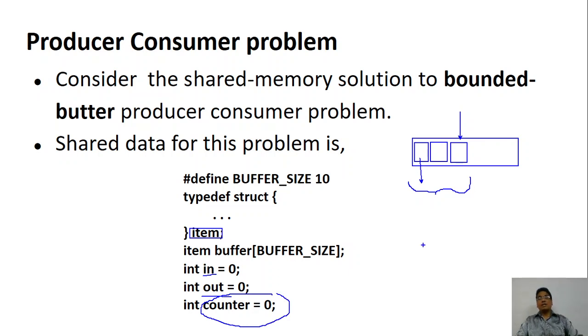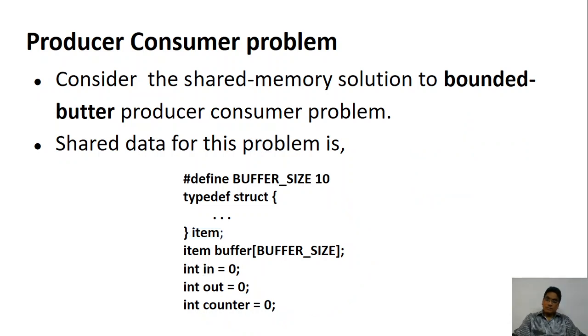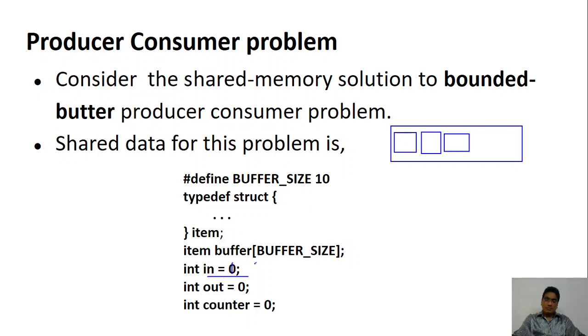So the counter indicates how many items are there in the buffer. When the counter is equal to 10, that means the buffer is full and the producer has to wait. Now, a very important thing here is that suppose you have a buffer and the producer produces an item, then the next item, and the next item. As the items are produced, the in will change. Initially, when the first item is produced, in becomes 1, when the second item is produced, in becomes 2, then in becomes 3, and so on.